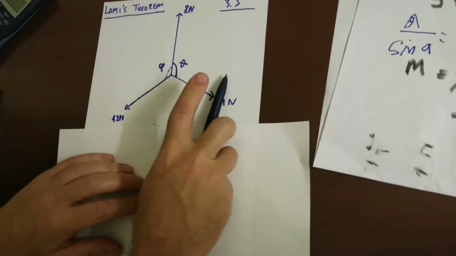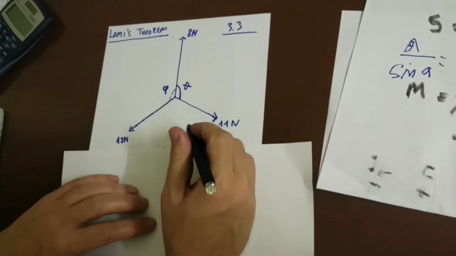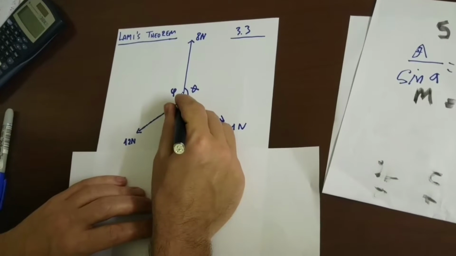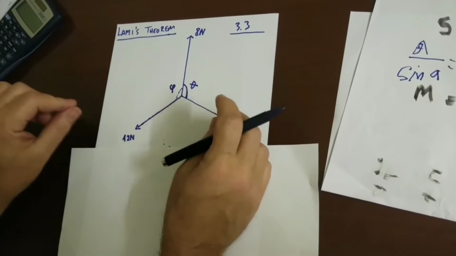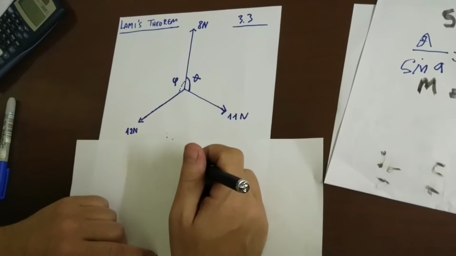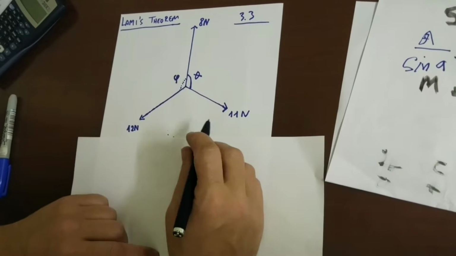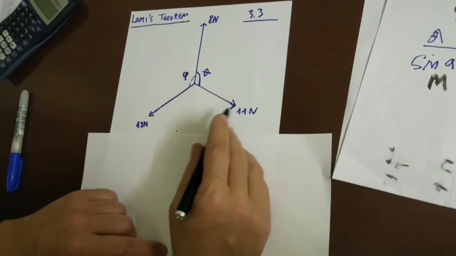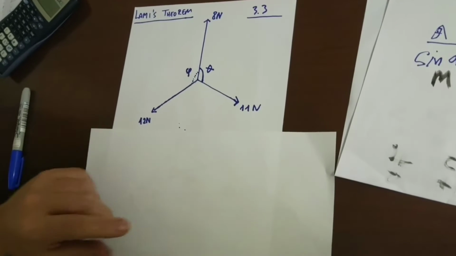Okay, so now we're into 3.3, which talks about Lami's theorem. What we have are three forces, and we've got a particle in equilibrium right here, being pulled by three forces, but it's in equilibrium. But we're unable to resolve it using parallel and perpendicular lines. So we have to go a different route.